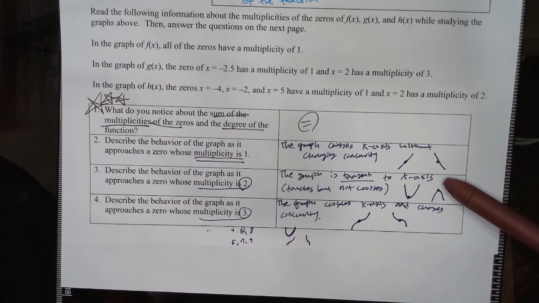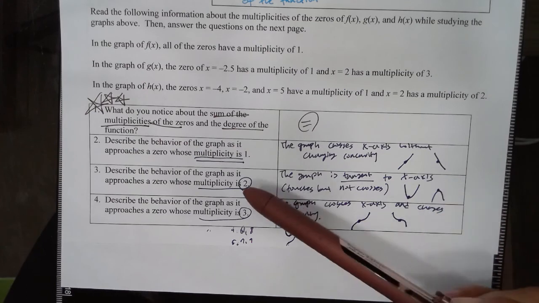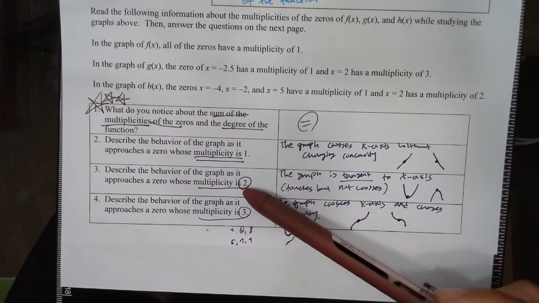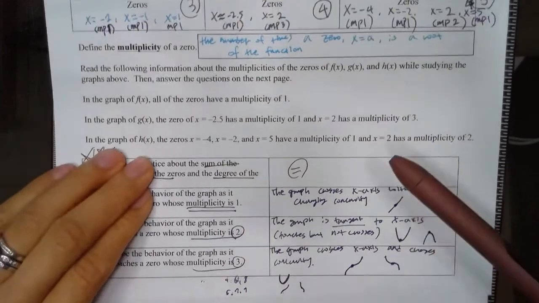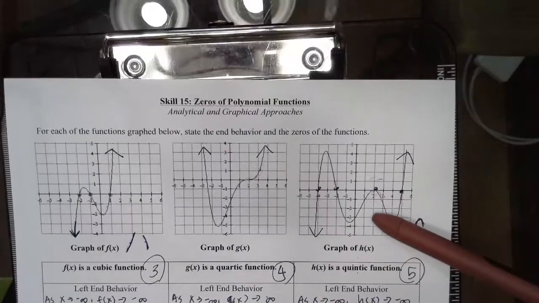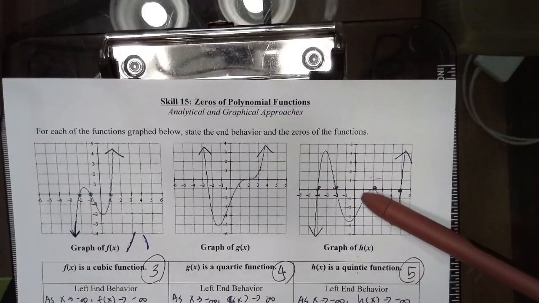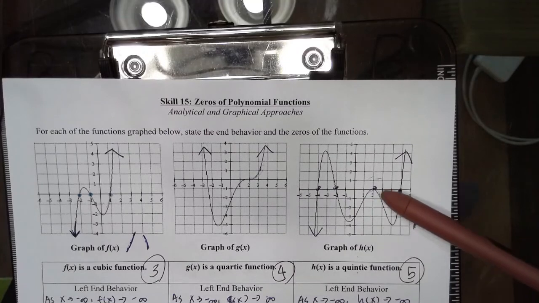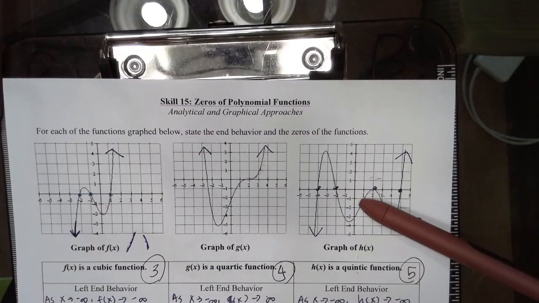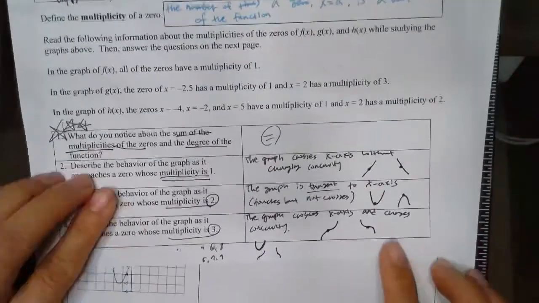Alright, what about multiplicity of 2? Please look at that example over here, the last graph at x equals 2. We saw that it looks like a quadratic function around it. So is it crossing the x-axis? No, but it's going to bounce back. So we're going to write: the graph is tangent to the x-axis, touches but does not cross. And these are 2 possibilities.